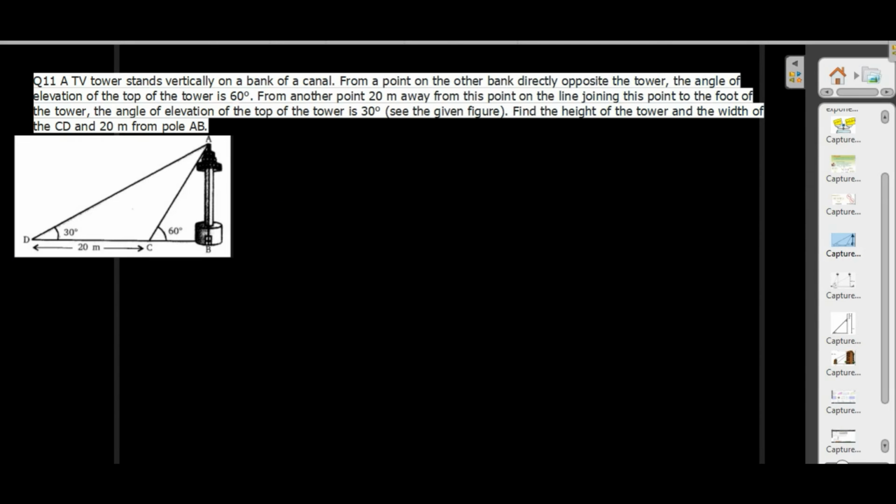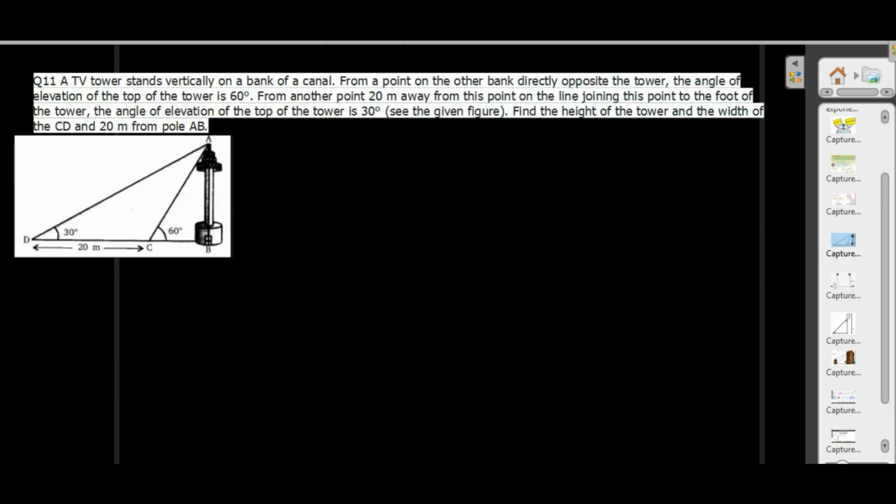Question number 11, exercise 9.1, applications of trigonometry, class 10. Question number 11 says, a TV tower stands vertically on a bank of a canal. From a point on the other bank directly opposite the tower, the angle of elevation of the top of the tower is 60 degree. From another point 20 meter away from the point on the line joining this point to the foot of the tower, the angle of elevation of the top of the tower is 30 degree.